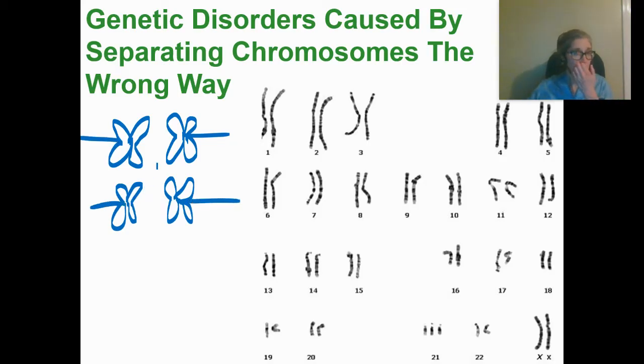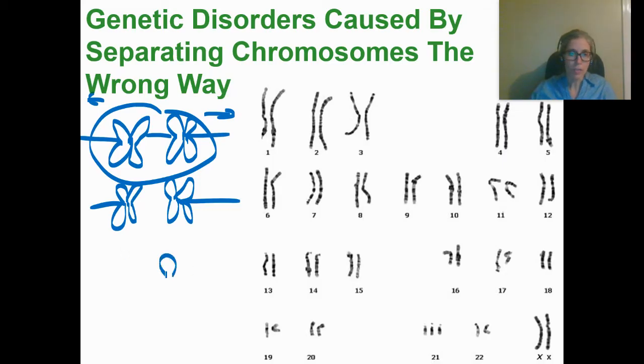So nondisjunction can happen in meiosis 1. Maybe these two pairs will both go to one side over that way instead of going to each side, maybe they'll both end up going to the same place. It could also happen in meiosis 2.